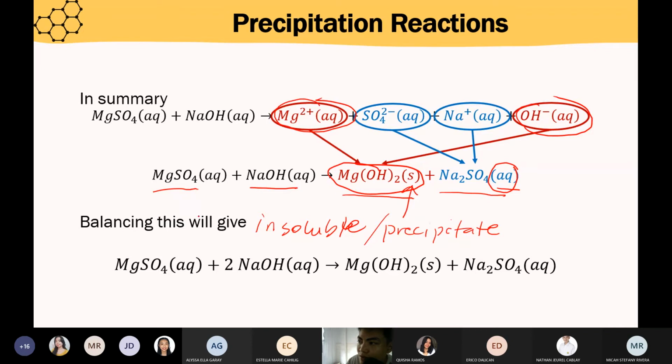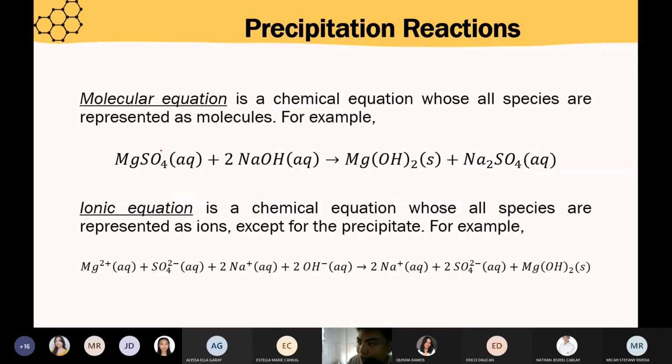Okay? So the representation here is a molecular equation wherein lahat sila nakakombine. Pag molecular, lahat nakakombine. Cation, anion, cation, anion, cation, anion, cation, anion. When we have ionic equation, you split them all into different ions. Yung MgSO4, pwede mo magsulat ng MgSO4. Sodium hydroxide, yung Na pati OH, pwede ko paghiwalayin. Magnesium hydroxide, pag solid yan, you just write it as solid. Okay?